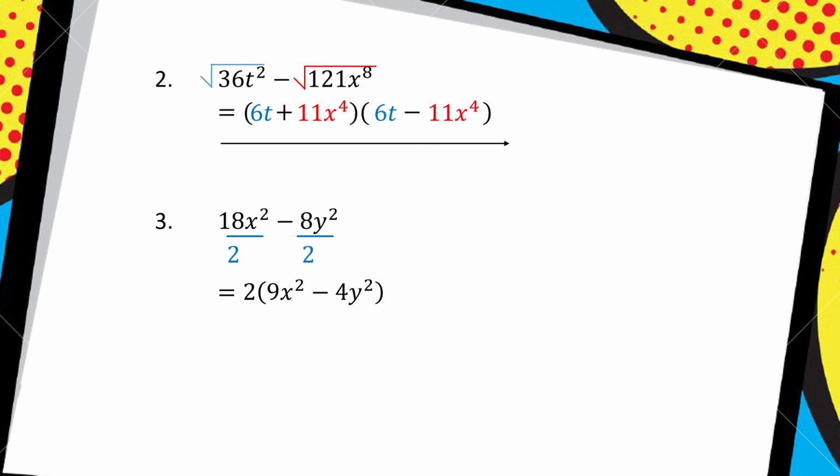So I'm going to bring my 2 down, and I'm going to open up 2 brackets to factorize this one. The one's negative and the one is positive. And then I'm going to do the same thing that I did previously. So I'm going to square root the first term. So the square root of 9x squared is 3x. And then the square root of 4y squared is just 2y. And that's my final answer.